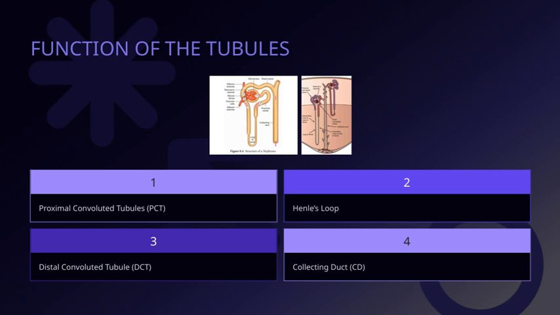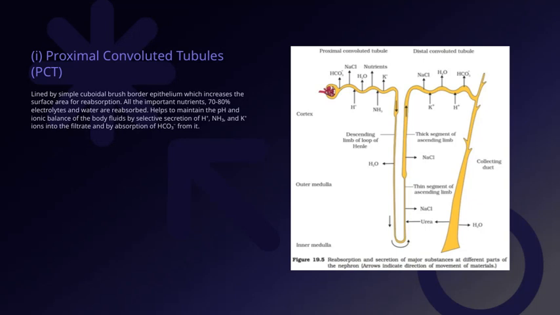Then we have the distal convoluted tubule, or DCT, which fine-tunes the reabsorption and secretion processes. It helps regulate sodium, potassium, and pH levels, adapting to the body's needs. Finally, the collecting duct, or CD, acts as the final site for water reabsorption, influenced by hormones like ADH. It also plays a role in the excretion of waste products. Altogether, these segments work together to filter blood, reabsorb what the body needs, and excrete waste efficiently, ensuring overall fluid and electrolyte balance.